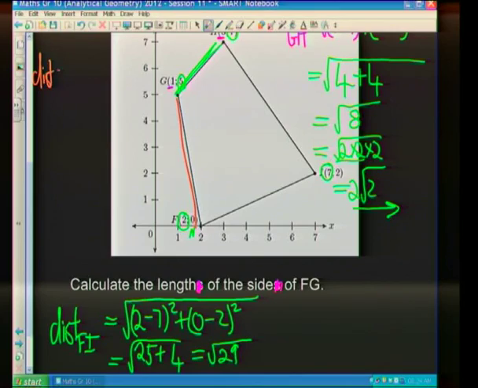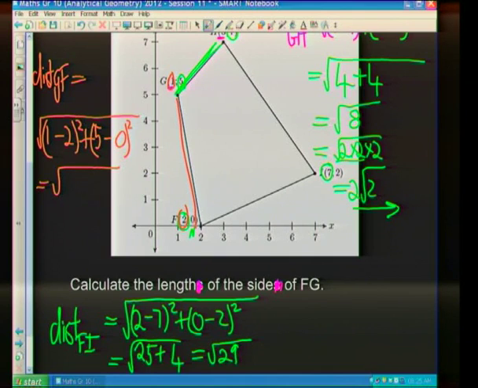I think you guys will agree that once you've done a distance formula question of this sort once, you get the hang of it pretty quickly. But just because practice makes perfect, let's do GF. So the distance GF equals 1 minus 2, everything squared, and 5 minus 0, everything squared.